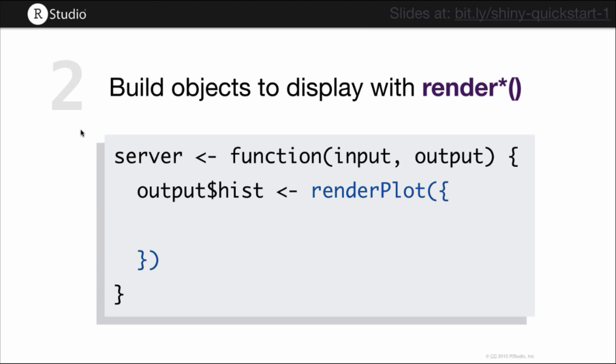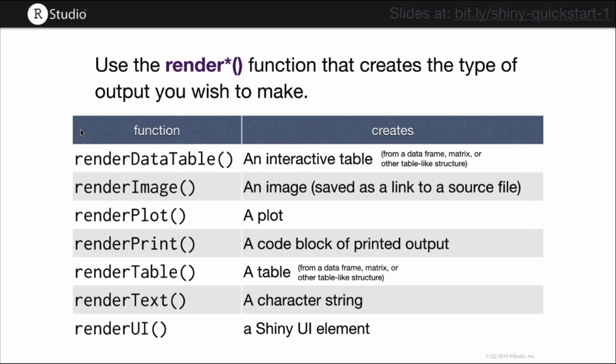The second rule for using the server function is what you save into output should be something built with a render function. So Shiny provides a third family of functions, and these are render functions. The render functions work together with the output functions to place an R object as HTML into your Shiny web page. You'll see that just like the output functions, there are different render functions for rendering different types of output. For example, we have renderPlot, renderTable, renderText. In many cases, there's a direct analog between a render function and an output function, like renderPlot and plotOutput.